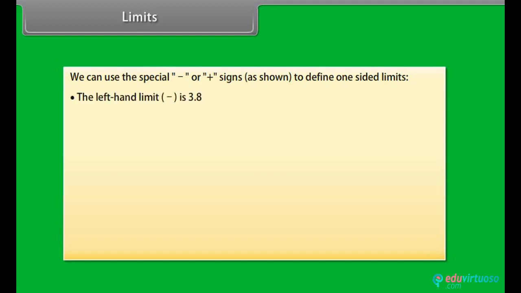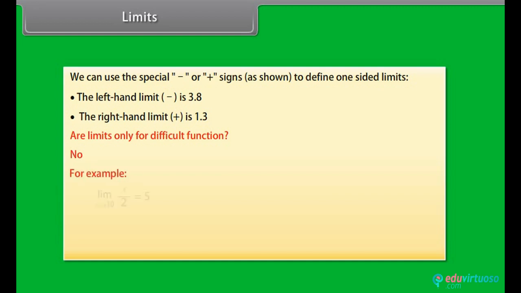The left-hand limit minus is 3.8, the right-hand limit plus is 1.3, and the ordinary limit does not exist. Do you know, are limits only for difficult functions? The answer is no. Limits can be used even if you know the value when you get there. Nobody said they are only for difficult functions.